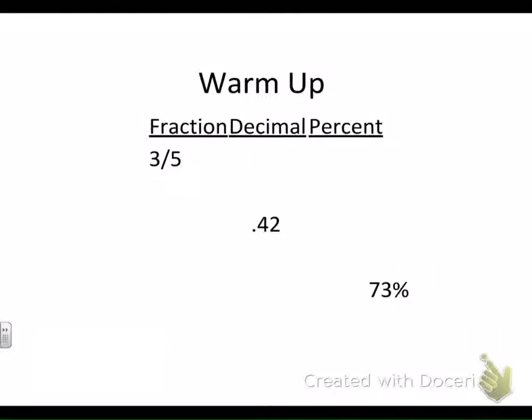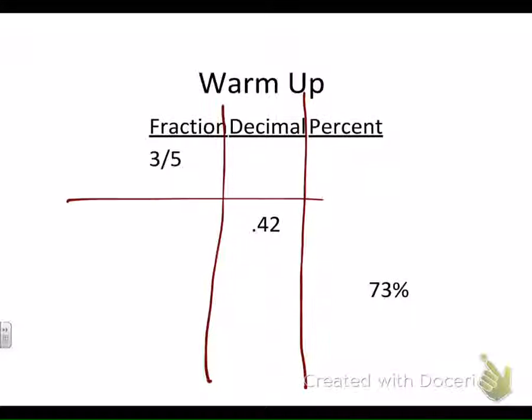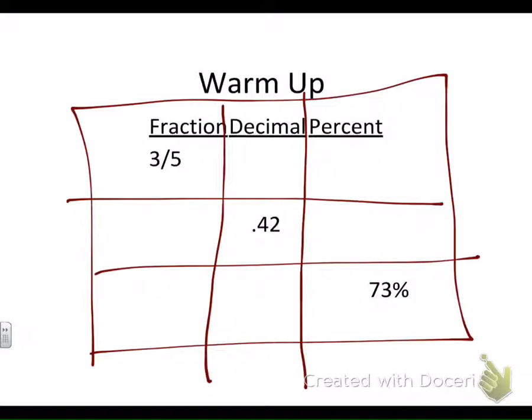Alright, percents 2. Let's start with a warm-up. Let's make a little chart here. Okay, so a fraction to a decimal, 3 divided by 5. So we just did 3 divided by 5. That equals 0.6. To make that a percent, you move the decimal over twice. So 60%.